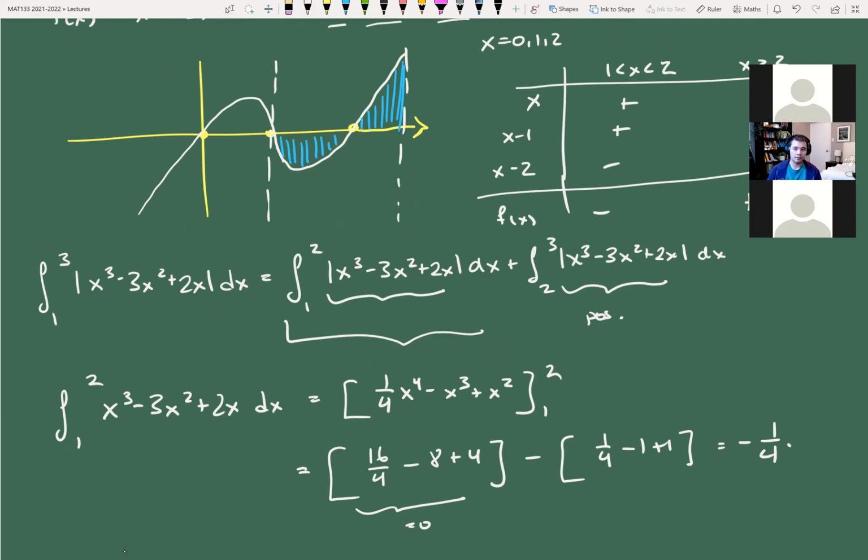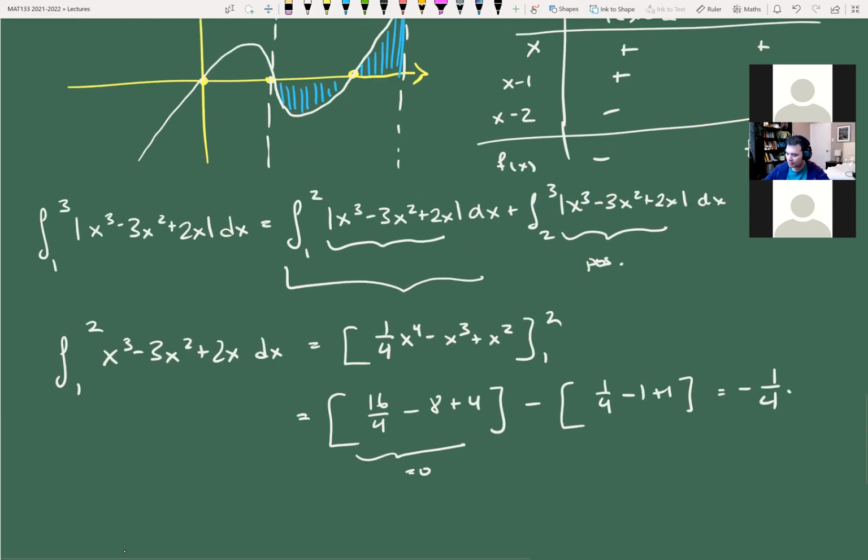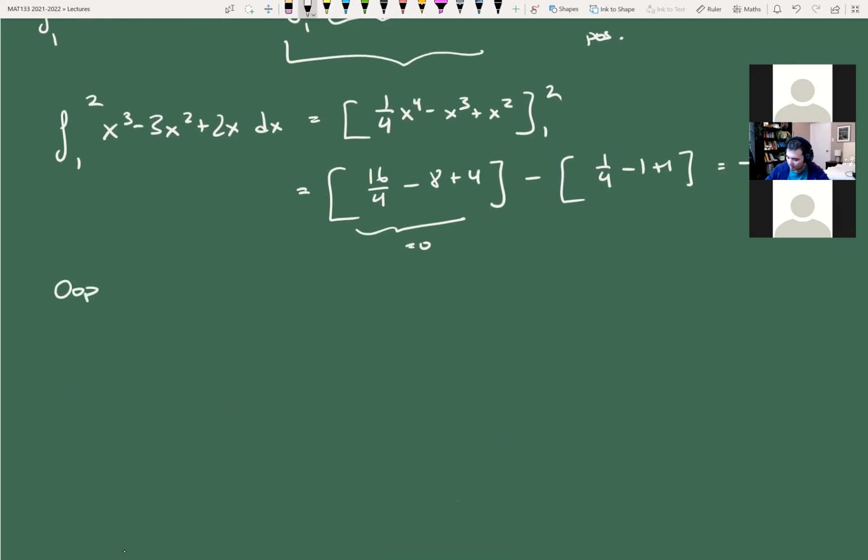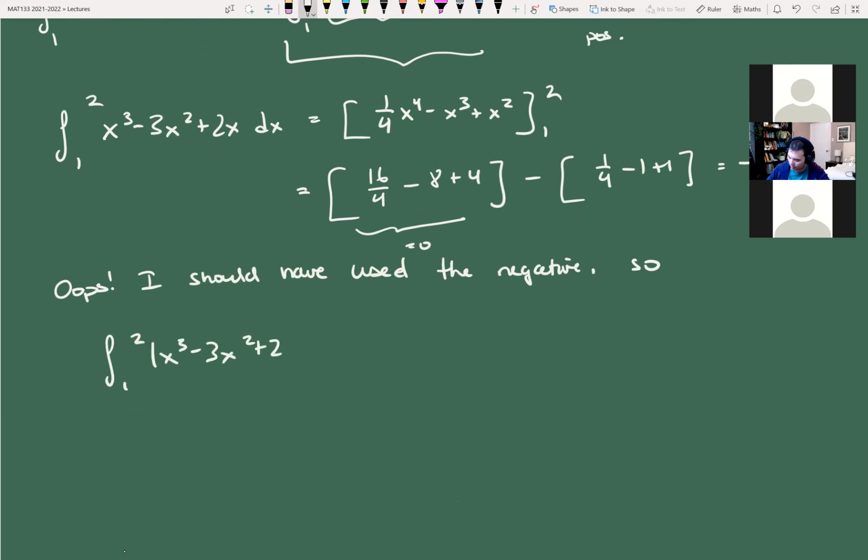So if you had no idea whether this function was positive or negative, what you could do is compute the integral. And if the integral you get is positive, great, the function was positive. And if it's negative, well, you say, okay, I screwed up. I should have taken the negative of this. You'd say something like, oops, I should have used the negative. Because we know this answer has to be positive. So if you compute it without the absolute value and you get a negative answer, well, then that should have been positive 1/4. Do you know what I mean?